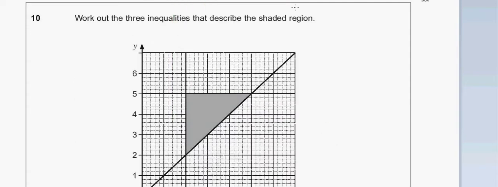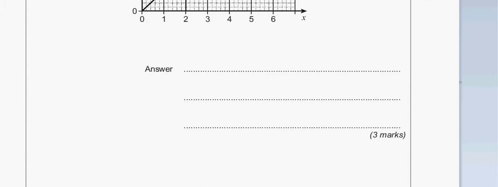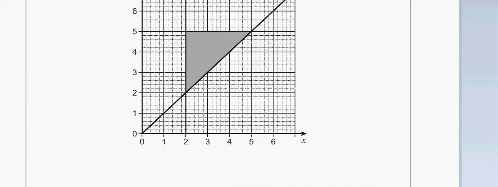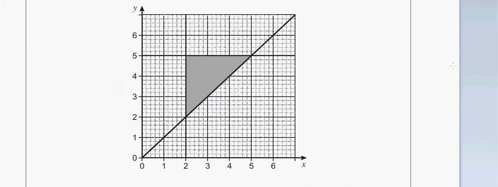Okay, so we come to question number 10. Work out the 3 inequalities that describe the shaded region. Okay, so all of this has been shaded, and we have 3 lines that are blocking this triangle in. Okay, and they want to know what the 3 inequalities are.